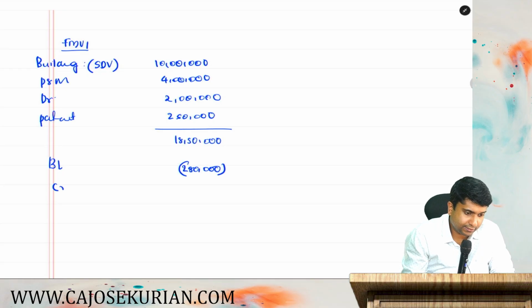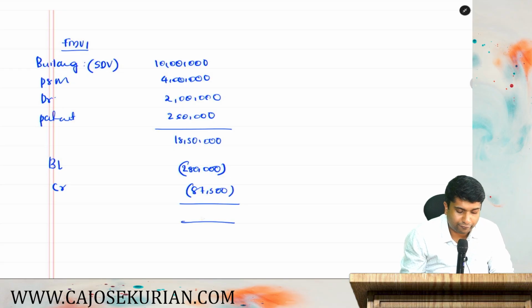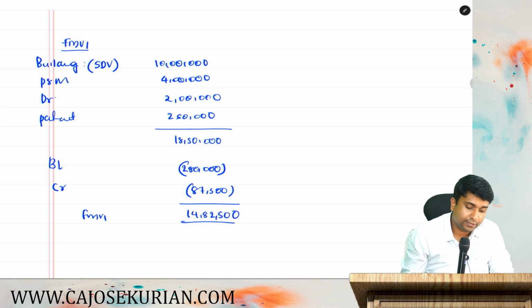Then you have creditors, 25% of 3 lakh 50,000. How much is that? 87,500. You deduct that, how much will be the FMV1? 14 lakh 82,500. Now we will compute the FMV2.